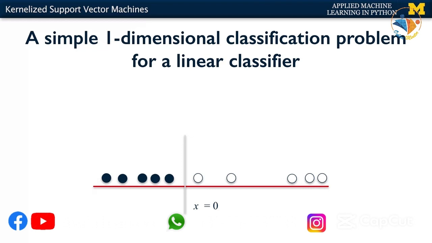Each data point here has just one feature, its position on the x-axis. If we gave this problem to a linear support vector machine, it would have no problem finding the decision boundary that gives the maximal margin between points of different classes. Here I've engineered the data points so that the maximum margin decision boundary happens to be at x equals 0.